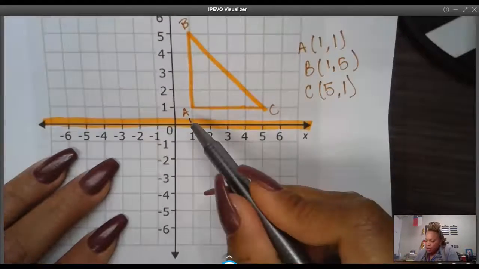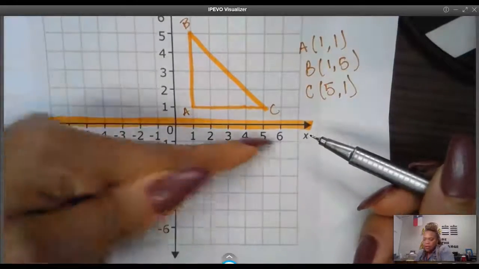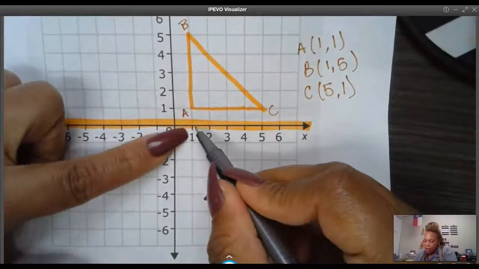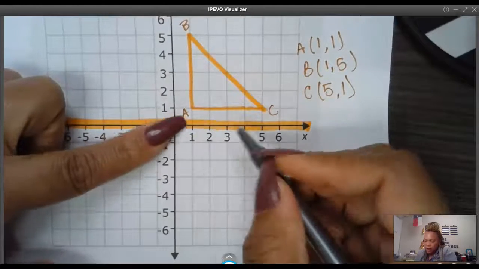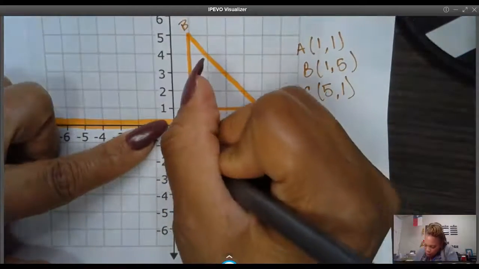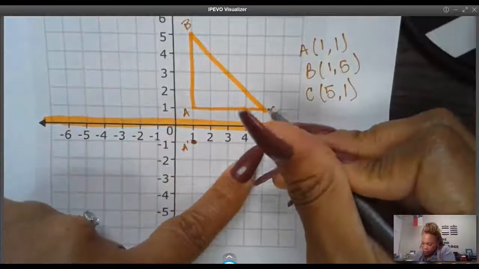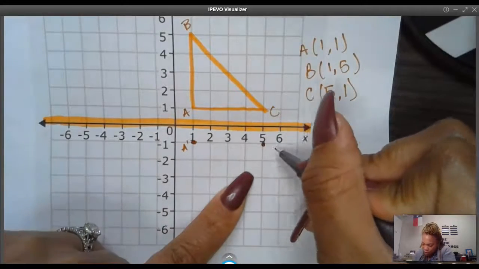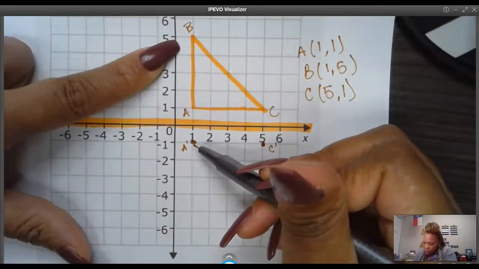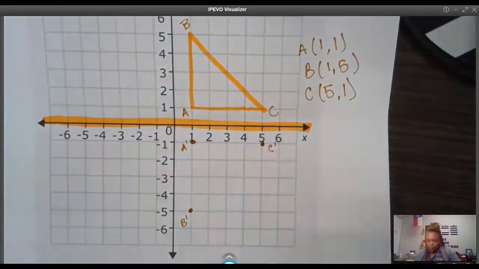Again, we're going to make sure that all of these points are equal distance away from the line of reflection. In this case, our line of reflection is our x-axis. So this point A is only 1 unit away from the line of reflection, so my point A prime would be 1 unit away from the line of reflection. So that's A prime. C prime is only 1 unit away from the line of reflection. I'm going to reflect it right over here over the line, C prime. And then B is over here, but it's 5 units away. So I'm going to go here, B prime.